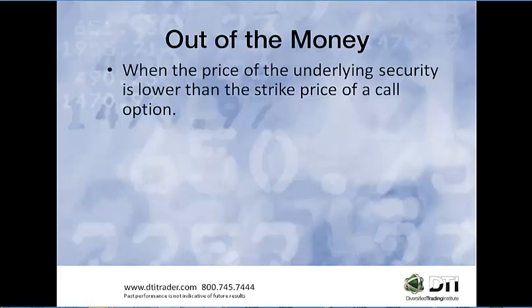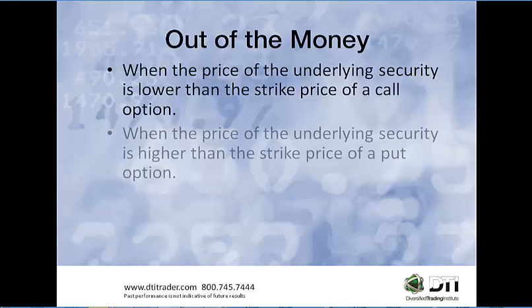Out of the money, again differentiating between calls and puts here, it's when the price of the underlying security is below the strike price on a call option. That means it hasn't made it up to strike yet. And of course, when the price of the underlying security is higher than the strike price of the put option, that means it hasn't made it down to the strike price yet. So if we exercised it, we would immediately lose money, right?